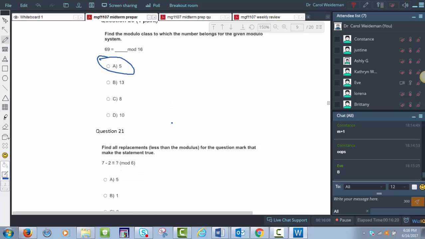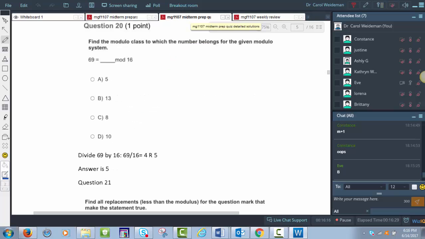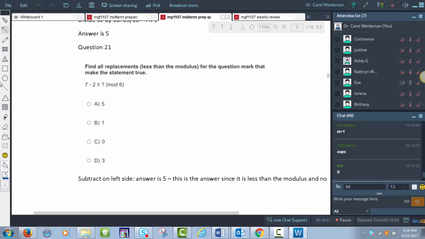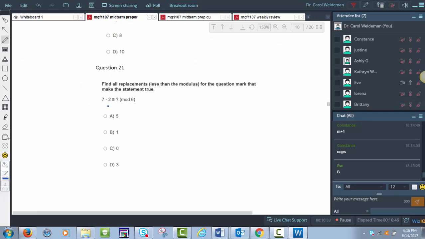All right. Another modulus question. Find all the replacements less than the modulus for the question mark that would make the statement true. Okay, now this one's pretty easy because if I do the subtraction on the left side, I get a number that's positive and also less than the modulus. So the answer here is simply 5. This one's not too difficult. 5, that one's 5. Anybody has questions, stop me along the way.